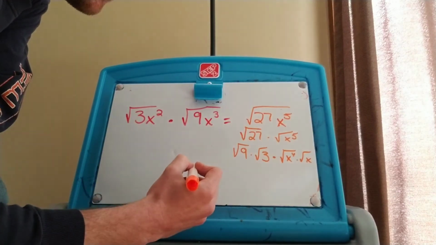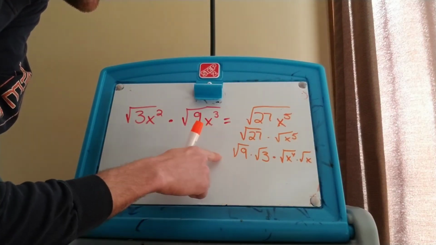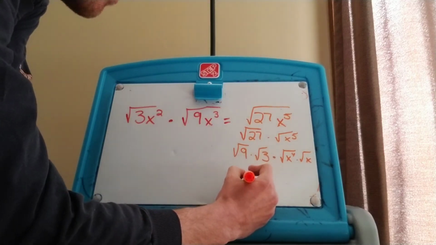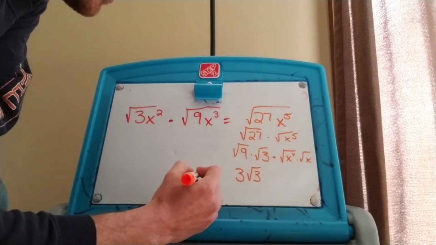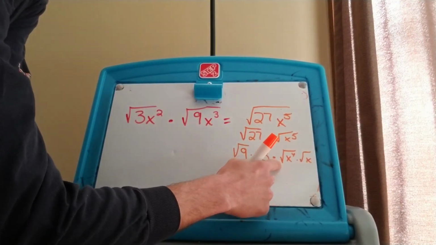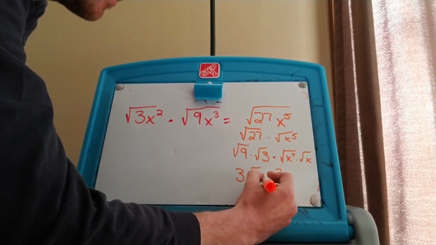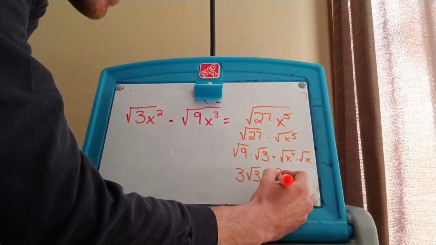Now that I've done that, square root of 9 is 3. Rad 3, I can't really do anything with. It has to stay rad 3. The square root of x to the 4th is x to the 2nd. And the square root of x, there's nothing I can do with that. So now everything is simplified.